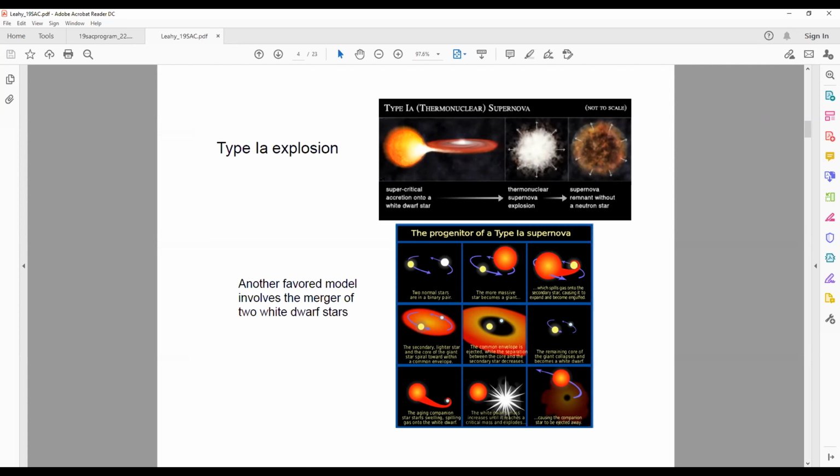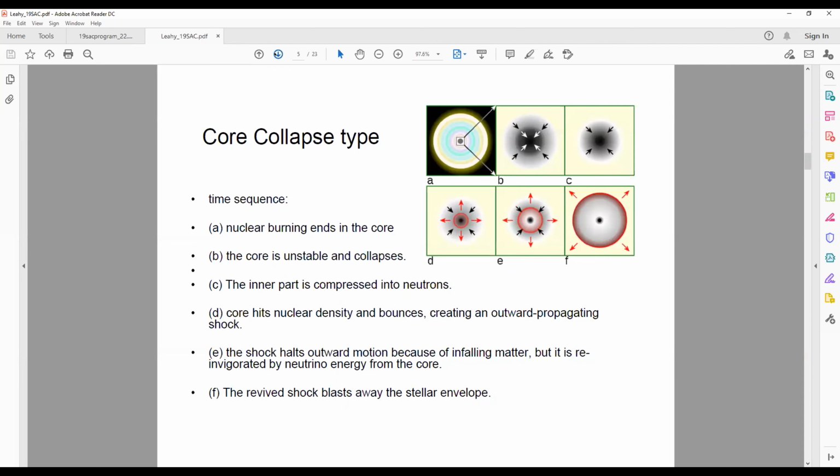if you form a pair of white dwarfs, two separate low mass stars which evolve and leave behind white dwarfs, then if their orbit's close enough, they could merge, and as they merge, the carbon is ignited basically in the merging object. Okay.